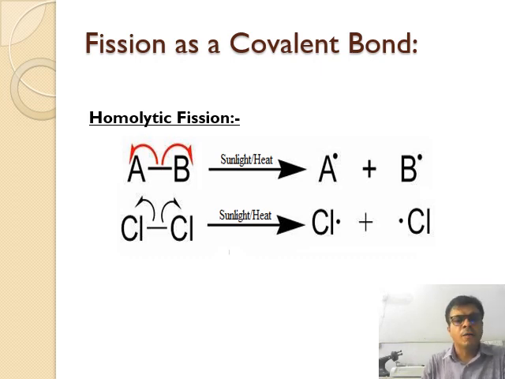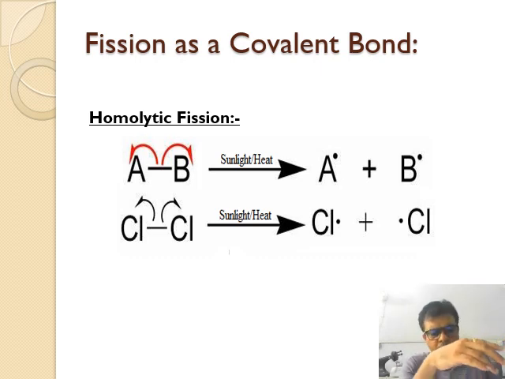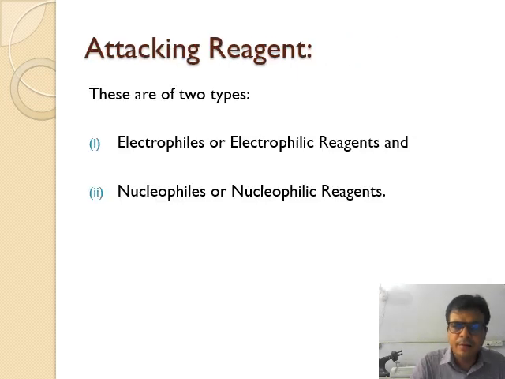Now we have studied homolytic and heterolytic fission. Now the next topic is attacking reagents. What are attacking reagents? They are also known as organic reagents, right? So let's see in the slide. The attacking reagents are of two types: electrophiles, or electrophilic reagents, and nucleophiles, or nucleophilic reagents. Right?